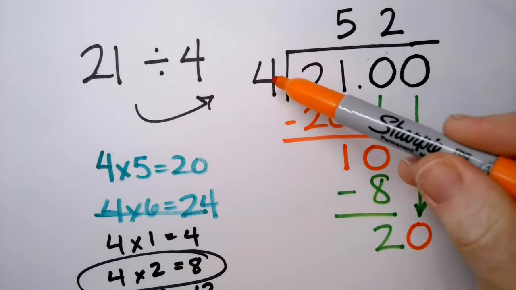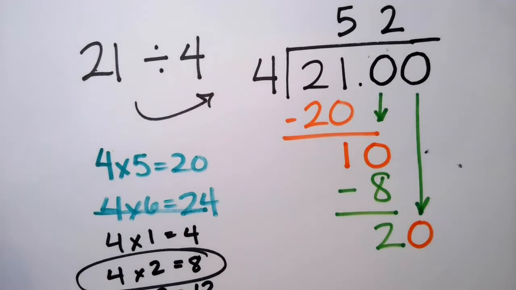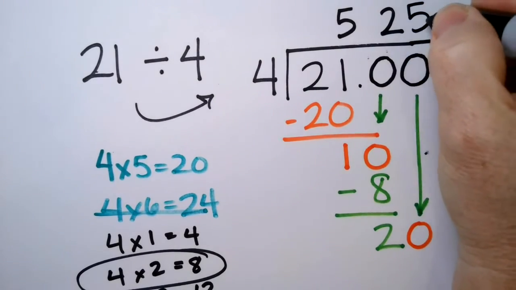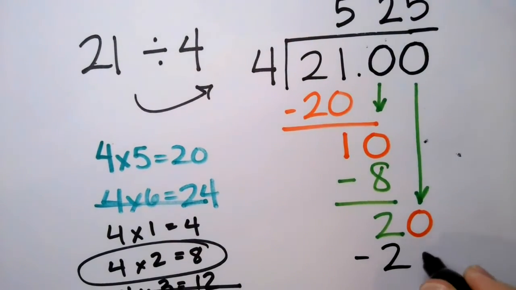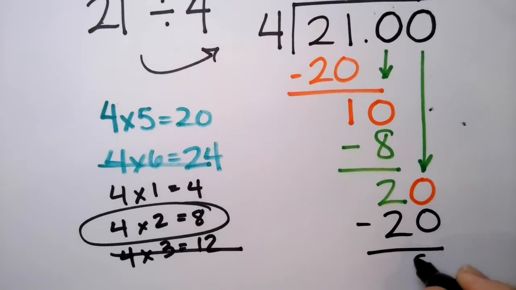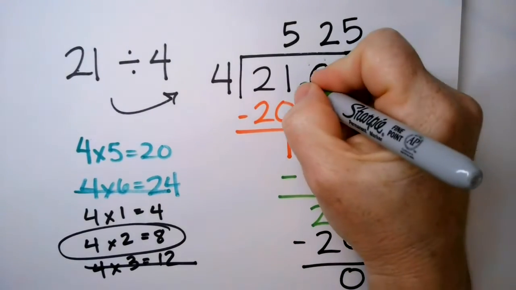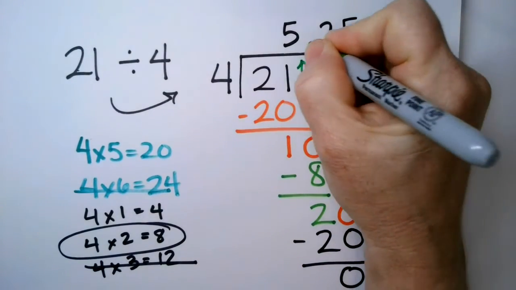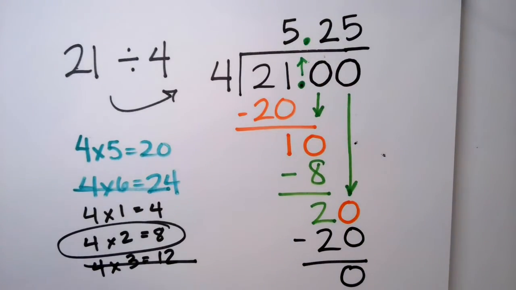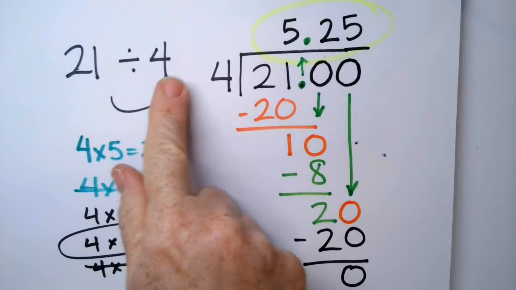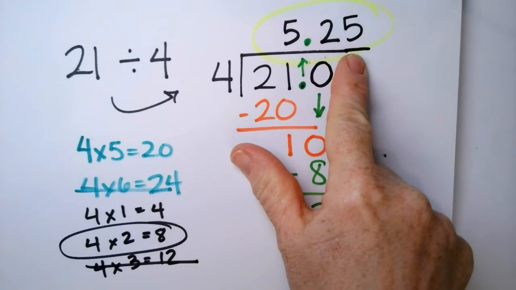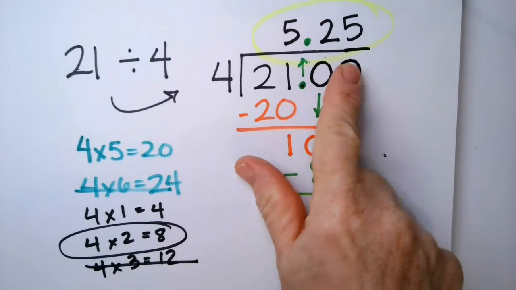How many times does 4 go into 20? So I can put another 5 up here. 5 times 4 is 20, and now I have 0 left over. Do you see that decimal point? All you do is you push it up. This is your final answer. So 21 divided by 4 equals 5 and 25 hundredths, or 5.25.